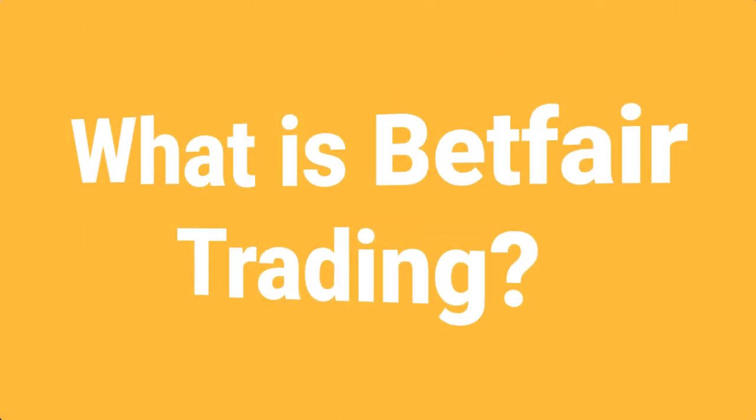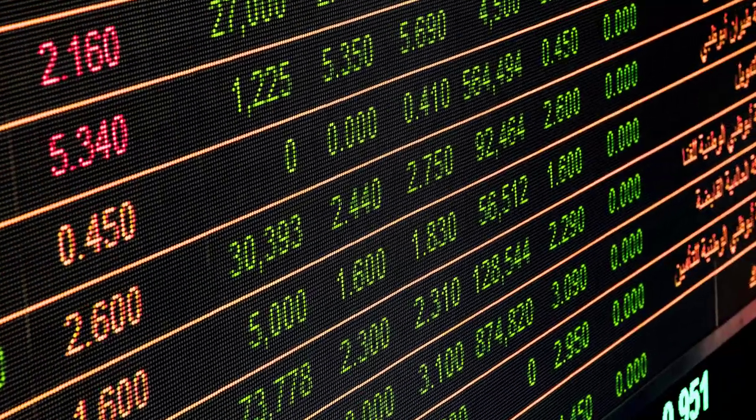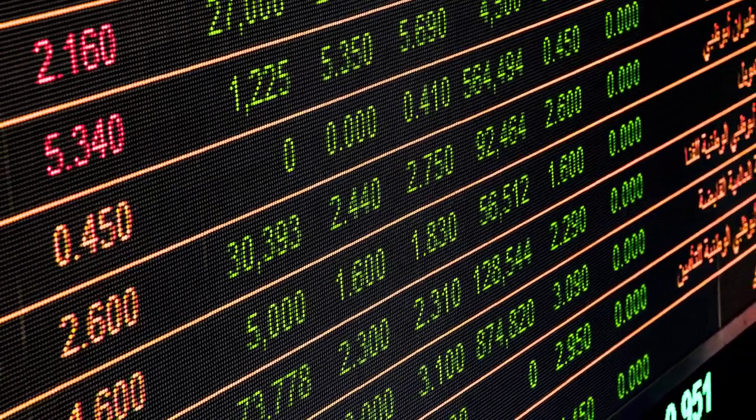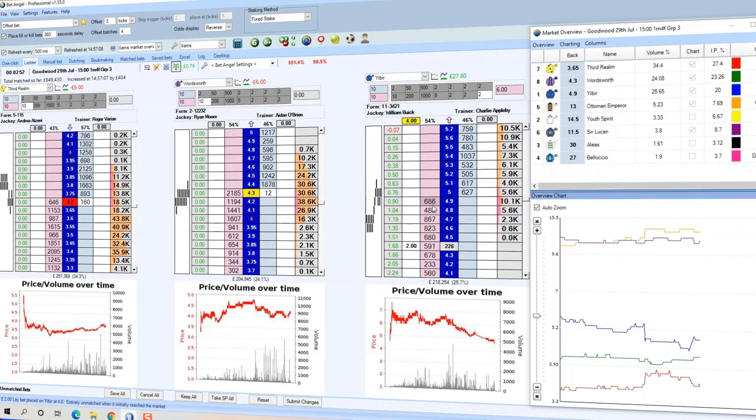So what is Betfair Trading? Well, Betfair Trading is essentially trading odds movement and trading price on the exchange. Now, it works in a very similar way to how you would trade a financial stock market. The difference being you're not buying into stocks and shares, you're buying and selling betting odds.